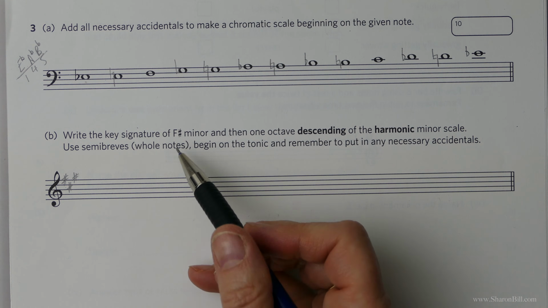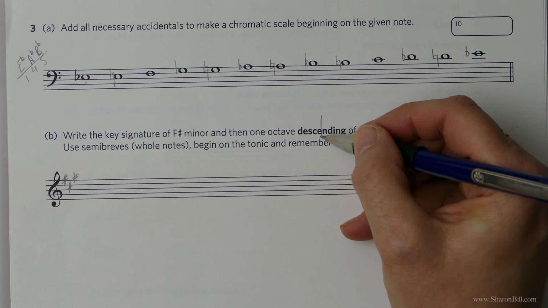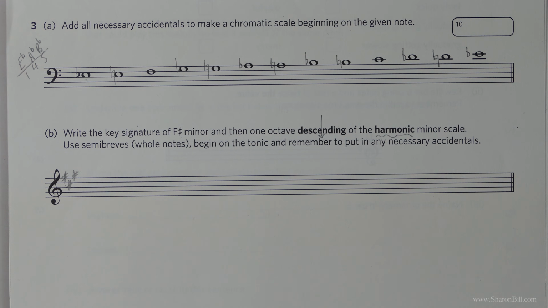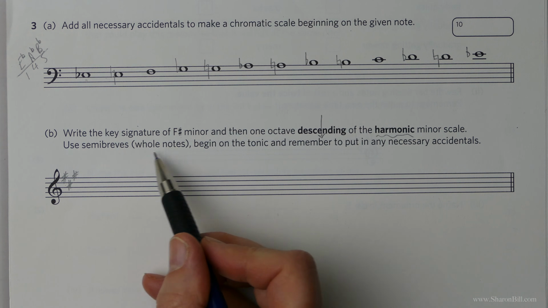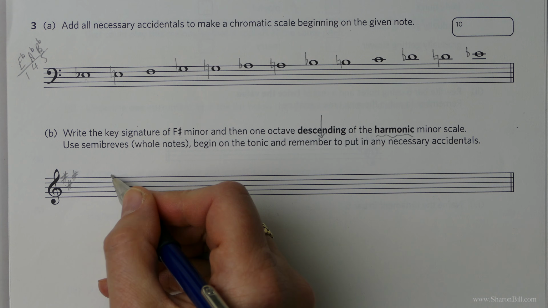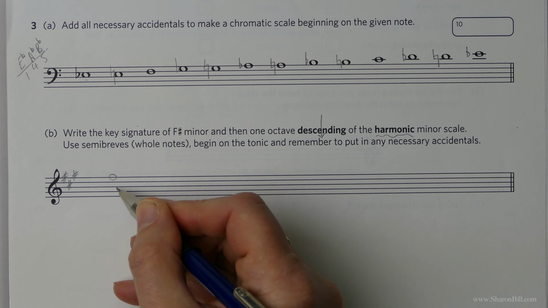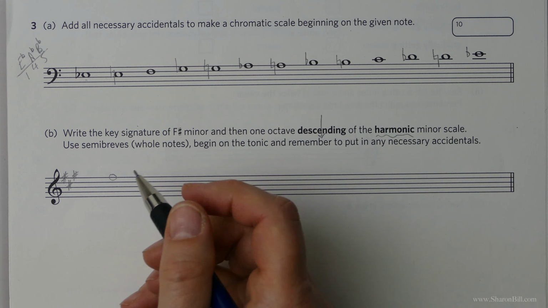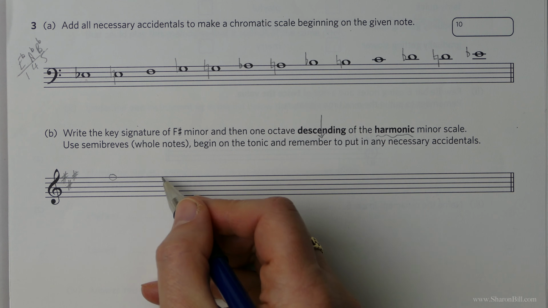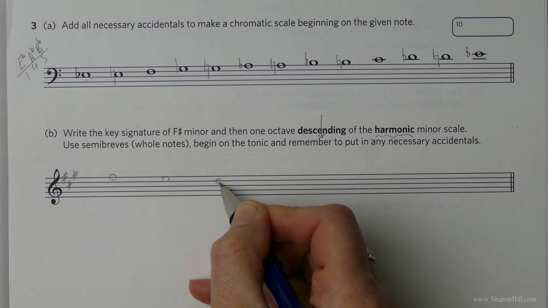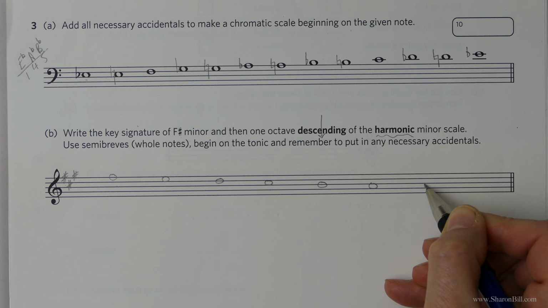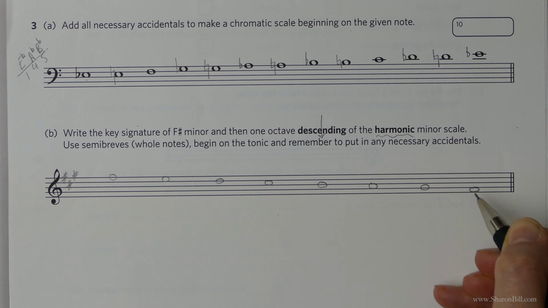Now then, we've got to write F sharp minor, descending, and we're doing the harmonic minor scale. So let's just get the note heads in place first. We're doing whole notes or semibreves, so we don't need to worry about stems. I'm going to start high up because we're coming down. Every good boy does fine. And then scale literally means step, so we're stepping down this ladder system of the stave. Line, space, line, space, line, space, line, space.